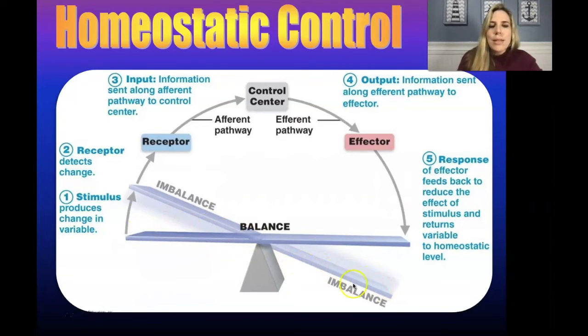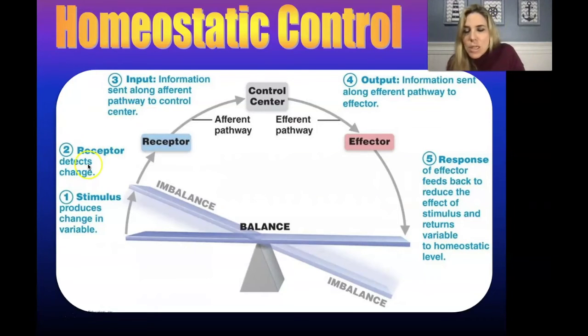Maybe the kid down here weighs more than the kid up here, so the seesaw is out of balance. It's an imbalance. That's a stimulus. And what's going to happen with that stimulus depends on the presence of a receptor to detect that imbalance. Now, in a seesaw, that receptor might be an angry kid. But in our bodies, that receptor is usually an actual protein structure on the surface of the cell, on the cell membrane. So those are called cellular receptors.